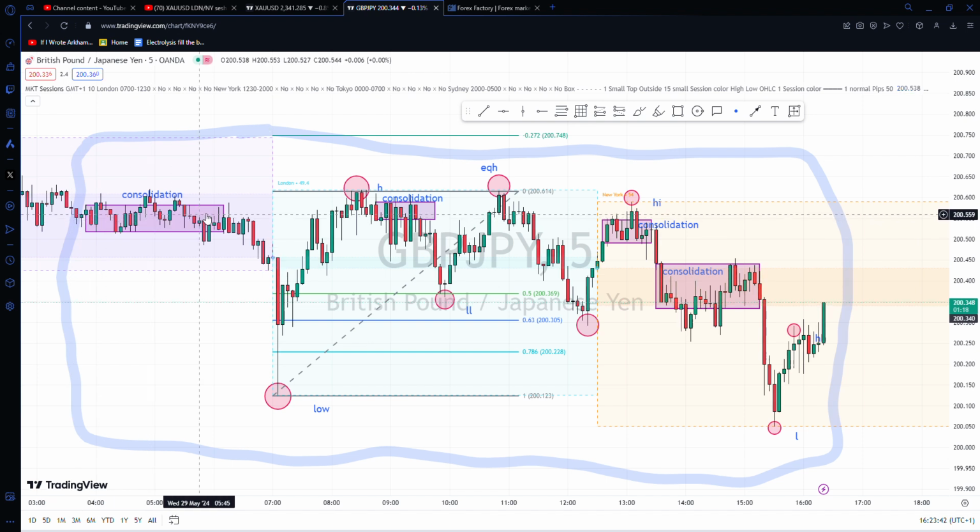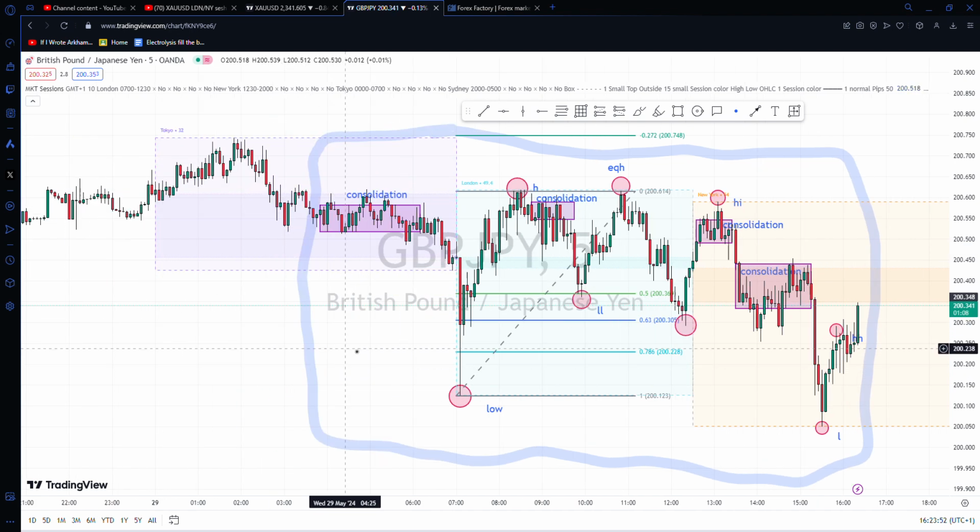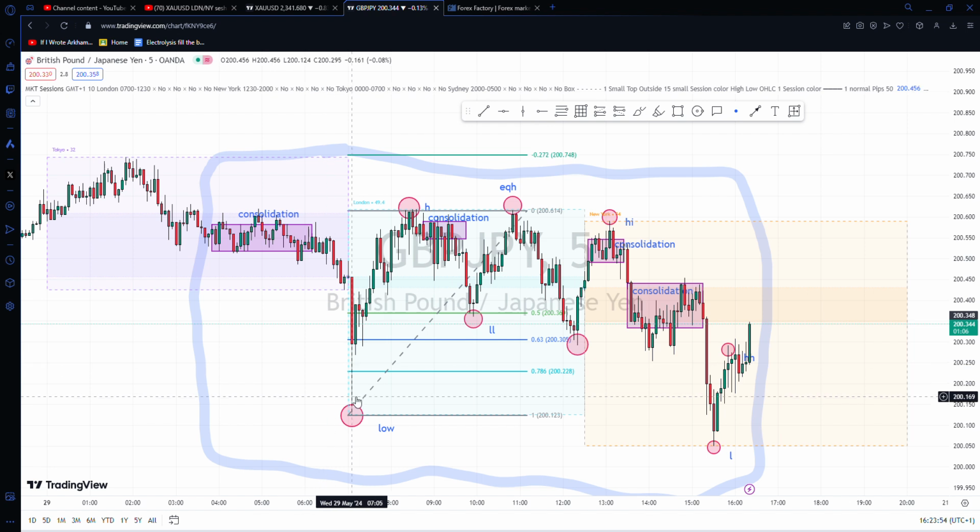Yeah. Same again, consolidating, and this is actually the Tokyo session, yeah. And it went down. Price went down. It went up, and it consolidated and came down, yeah. So where it made the high, yeah.